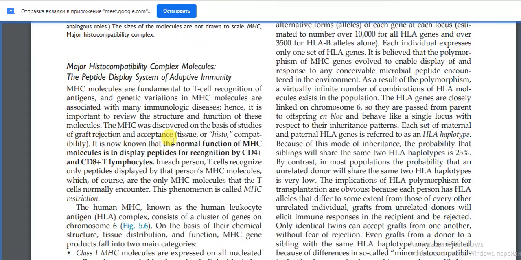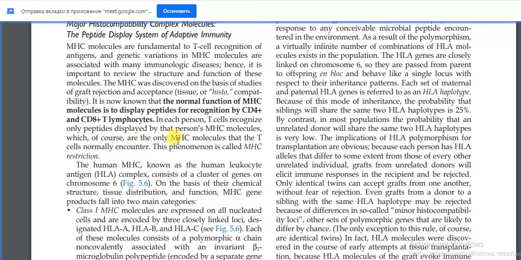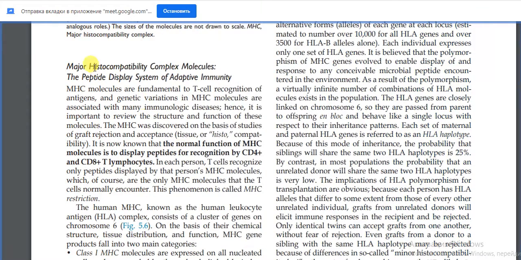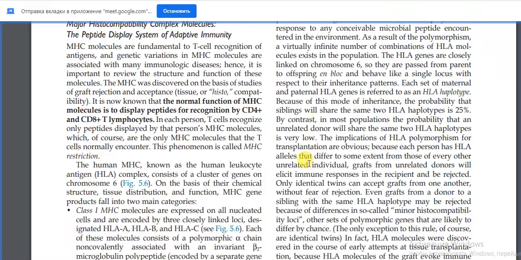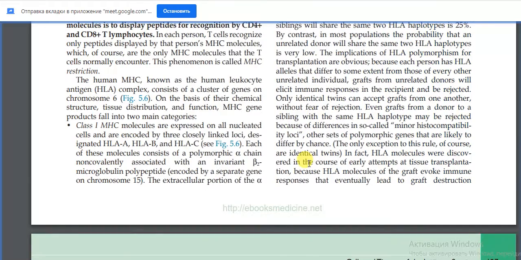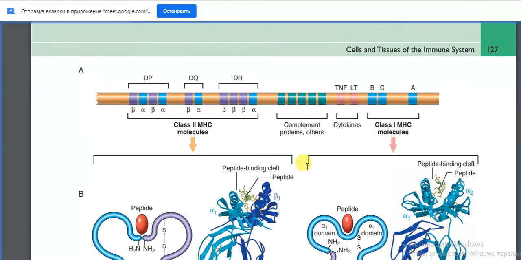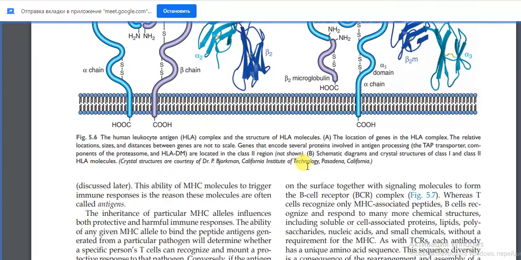There are two types of them. We have MHC1 and MHC2. So MHC1 is present on every living cell. Every living cell possesses its own MHC1, and which HLA or which MHC is present depends on the genetic code.